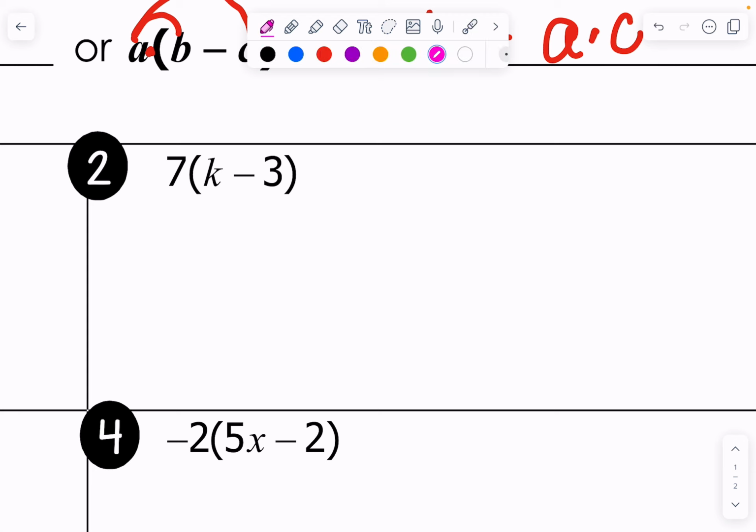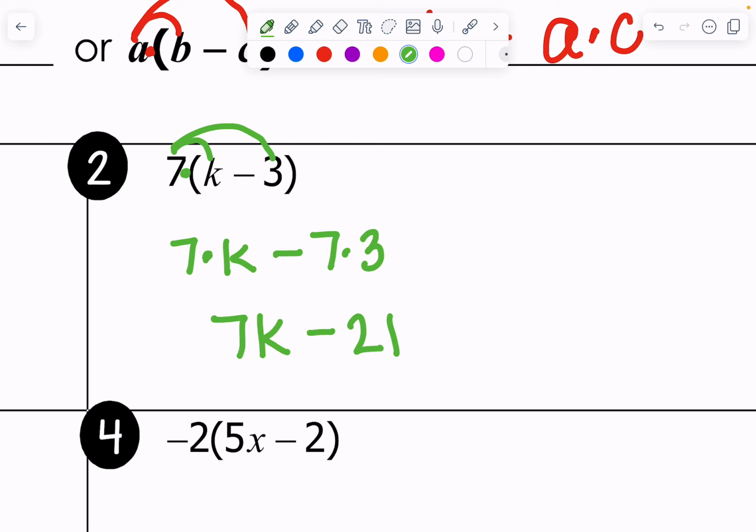Okay, let's look at number 2. We have 7 times the quantity of k minus 3. We know it's multiplication because we don't see anything in between the 7 and the parentheses, so we assume it's multiplication. So what we have is 7 times k minus 7 times 3, which we would write as 7k minus 21. And that's where we're going to stop.